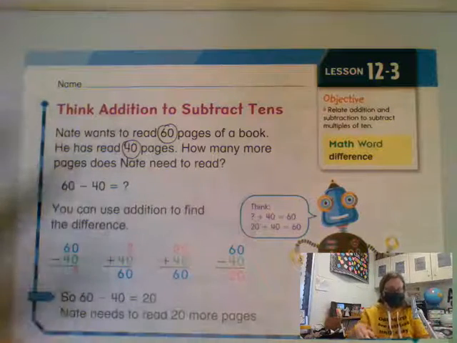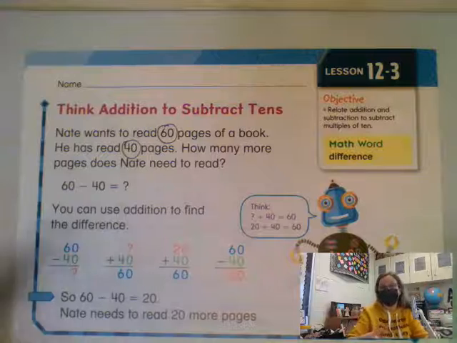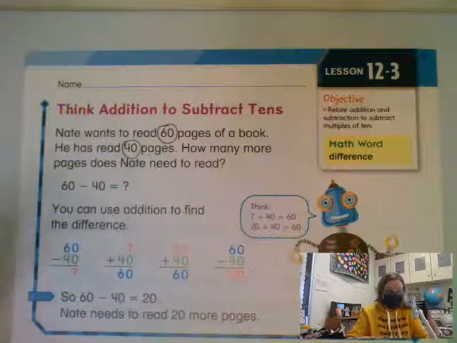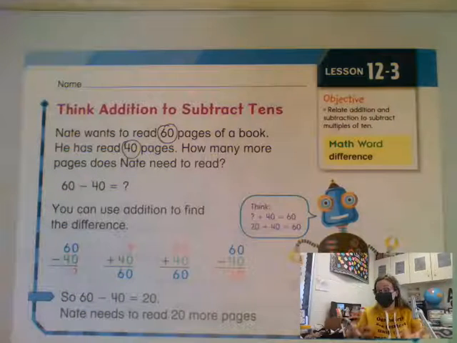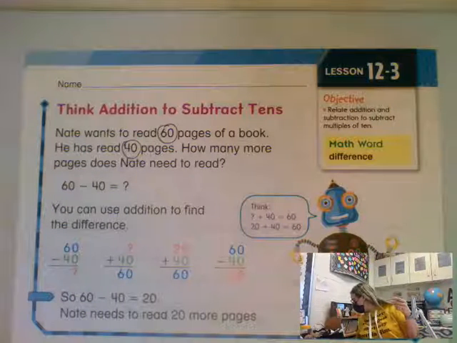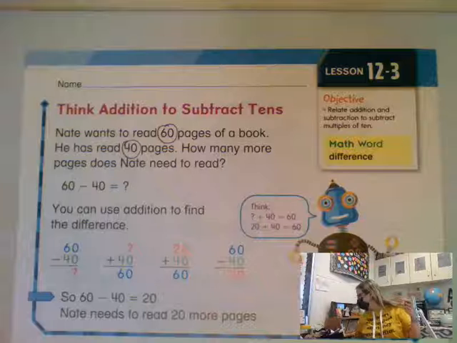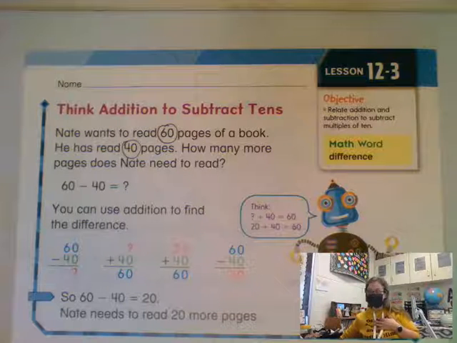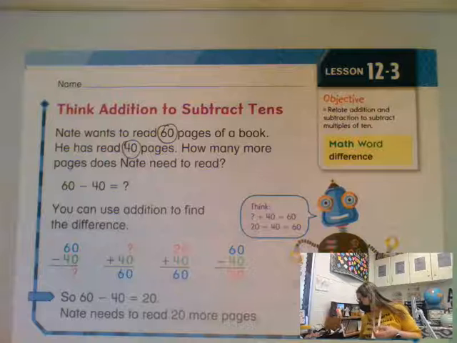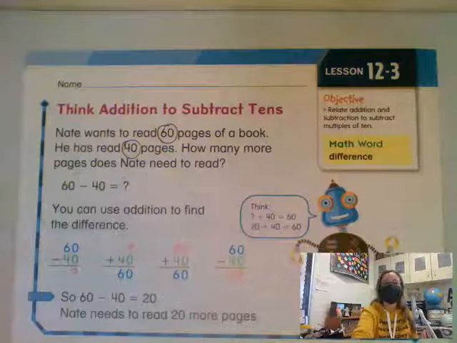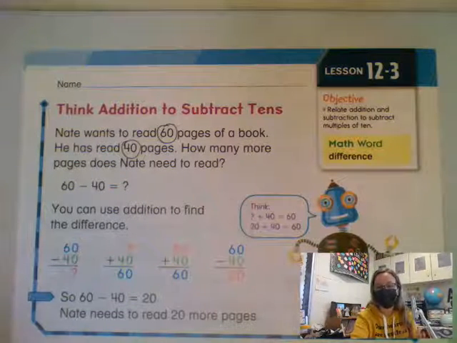So for this first one here, Nate is reading a book and he wants to read 60 pages of that book. And he's already read 40 pages. So he wants to know how many pages he has left. So I'm going to grab my dry erase marker here and go through this problem for you on the whiteboard.